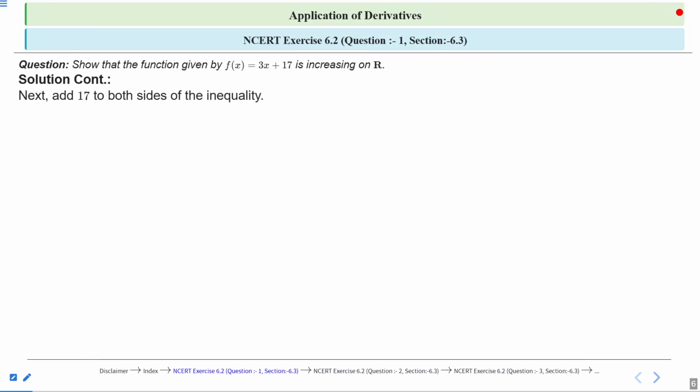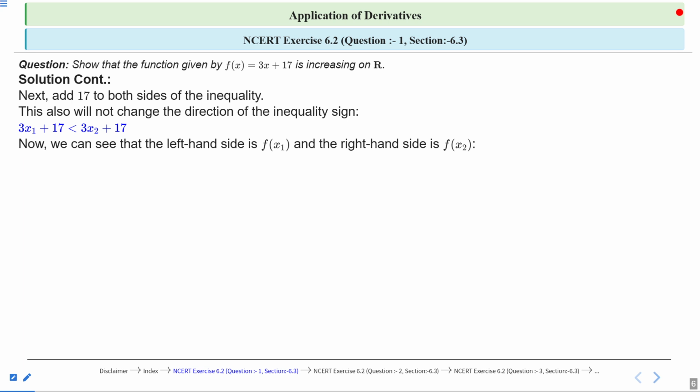Next, add 17 to both sides of the inequality, right? This also will not change the direction of the inequality sign. Therefore, we can say that 3x1 plus 17 will be less than 3x2 plus 17, right? Now we can see that the left hand side is f of x1 and the right hand side is basically f of x2. Now f of x1 is basically less than f of x2.